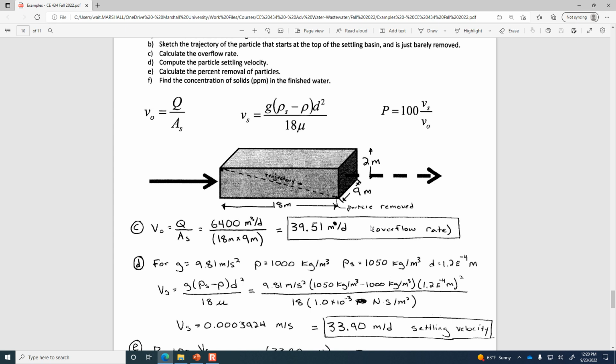So I've got the calculations for the overflow rate and the settling velocity up on the screen.